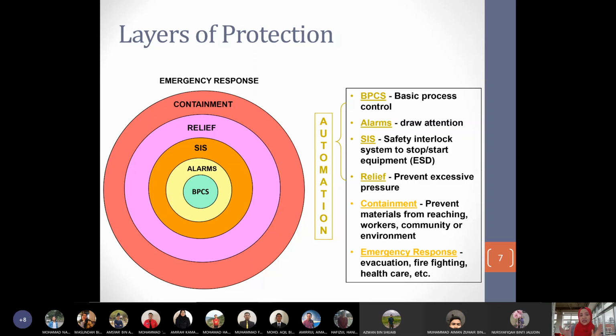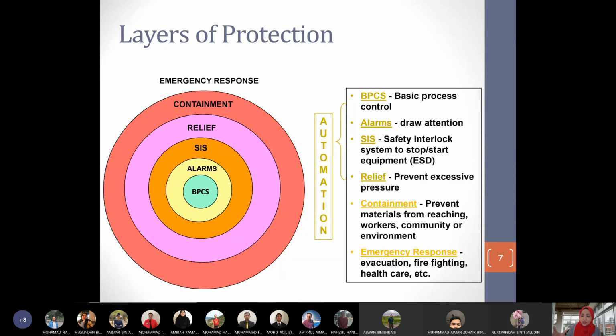And then the second layer will be alarm. Yes, you have your sensors already, but if the limit is exceeded on the set value of that sensor, then it should trigger an alarm to draw the attention of nearby people to act to stop the risk.